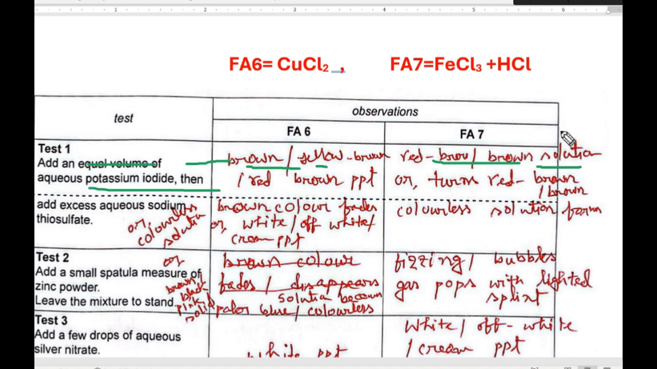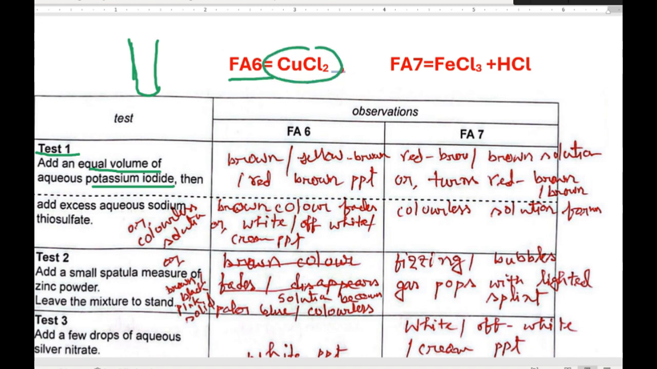Now you see, first test 1, equal volume of potassium iodide. So at first you will take a test tube, then take FA6, I mean copper(II) chloride solution, a small amount, then you add an equal amount of potassium iodide. So copper ion reacts with potassium iodide to produce iodine.